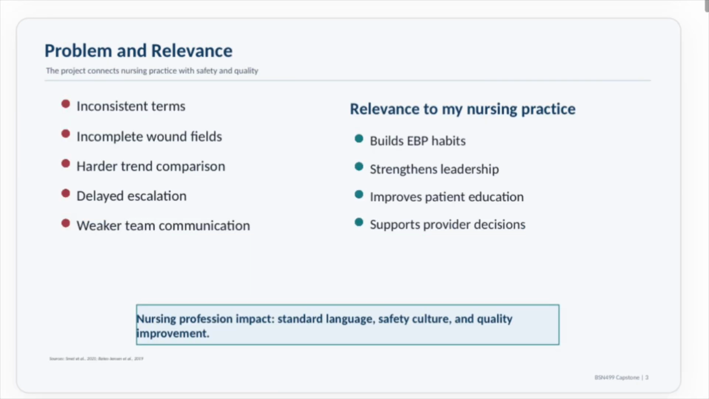Slide 4, Problem and Relevance. The clinical problem is not simply that documentation is imperfect. The larger concern is that inconsistent wound documentation can weaken continuity and make clinical trends harder to recognize. Chronic wounds often require repeated outpatient follow-up, so the care team must compare findings from one visit to the next. If wound size, tissue, drainage, edges, peri-wound skin, pain, and infection indicators are not recorded consistently, treatment decisions may be based on incomplete or difficult to compare information.